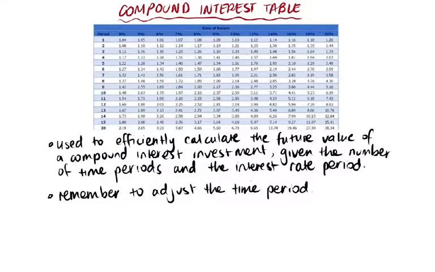We went through this in an earlier video. You may need to adjust it if it's being compounded every 6 months or even monthly, so make sure you do that before you look up the interest rate.